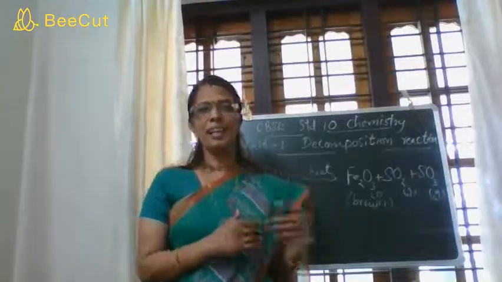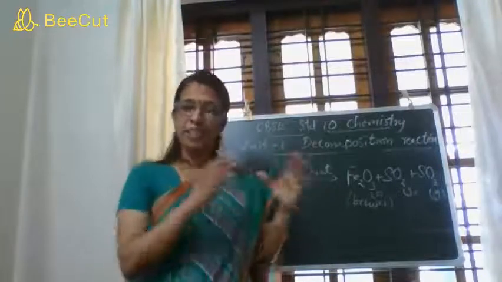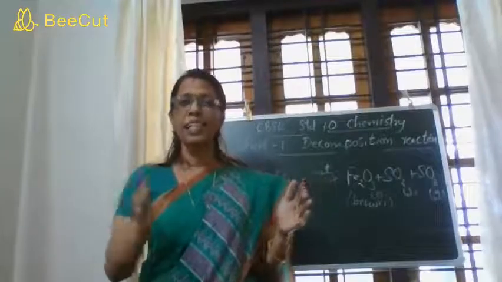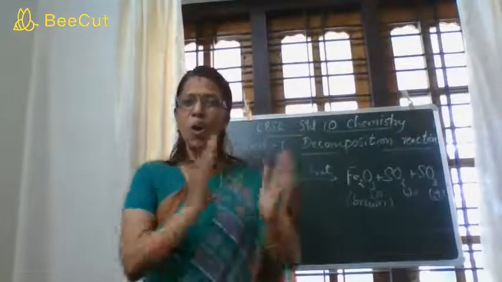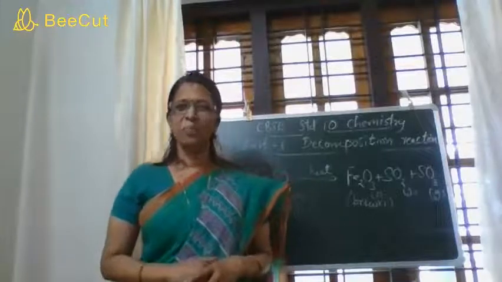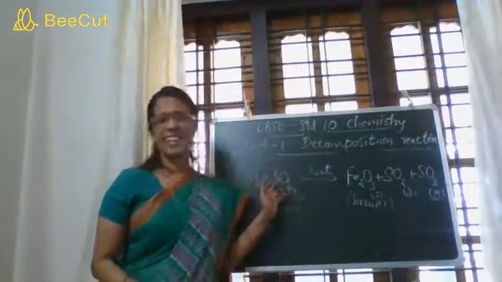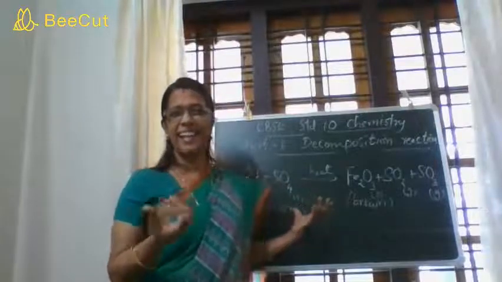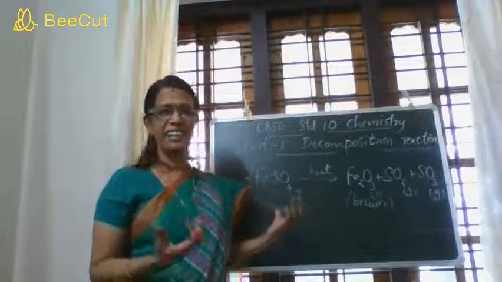In chemical reaction, decomposition reaction means a single substance is broken down into smaller, simpler units. Such reactions are called decomposition reactions. Let us see one reaction here, that is ferrous sulfate. It is a green crystal, light green, very beautiful in color.